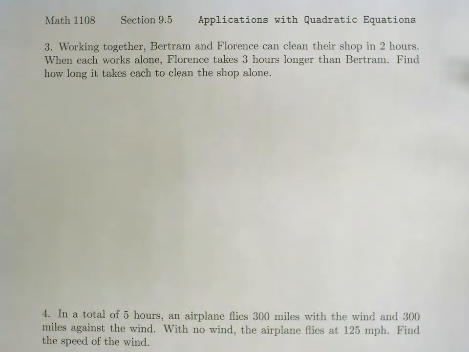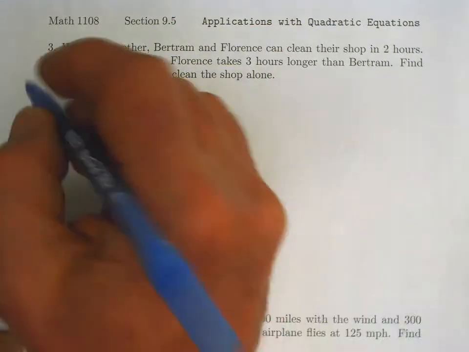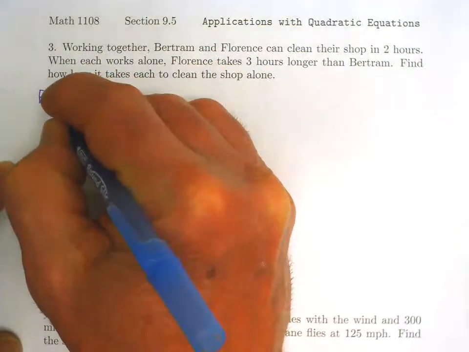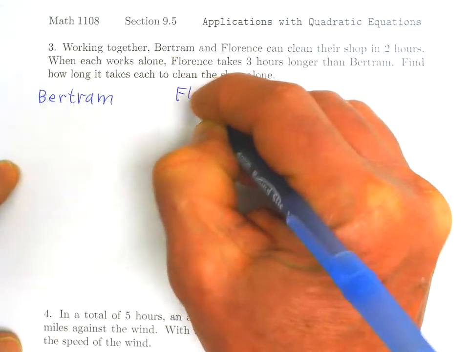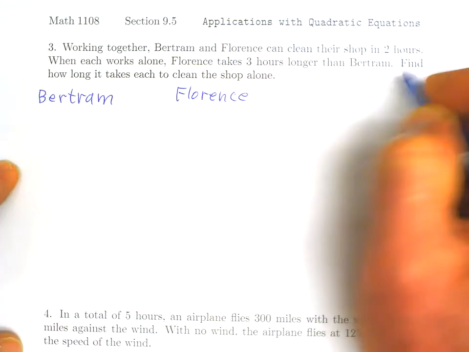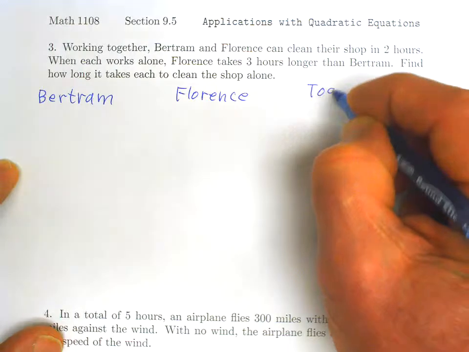Okay, this is a work problem. We've seen these kinds of problems before. Equations have the form rate times time equals 1, where 1 represents the job or the task that is being accomplished. Okay, so we'll have 3 scenarios. Bertram works by himself, Florence works by herself, and then they work together.